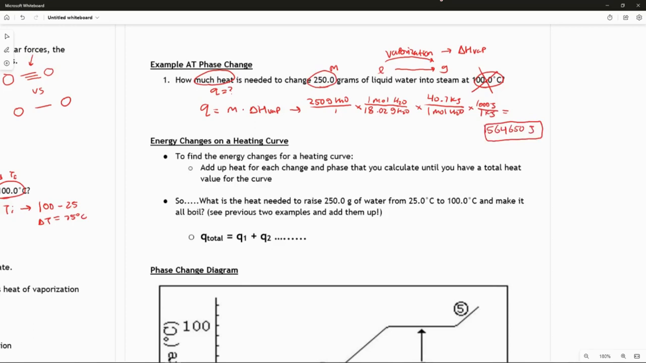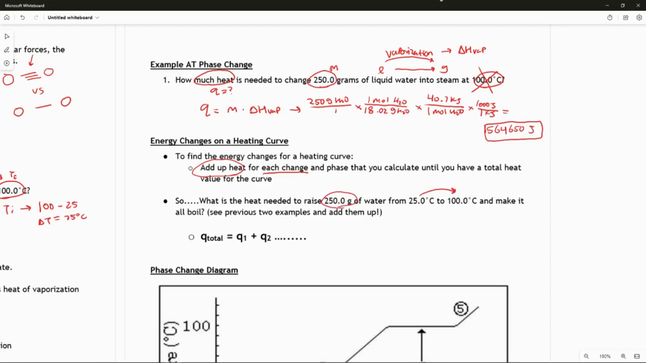All right. To find the energy changes in the heating curve, you have to add up the heat for each change. You can't leave out a random change. You have to add all of them up until you calculate the total heat value of that curve. So, if it asks you what is the heat needed to raise 250 grams of water from 25 degrees to 100 degrees Celsius and make it all boil.